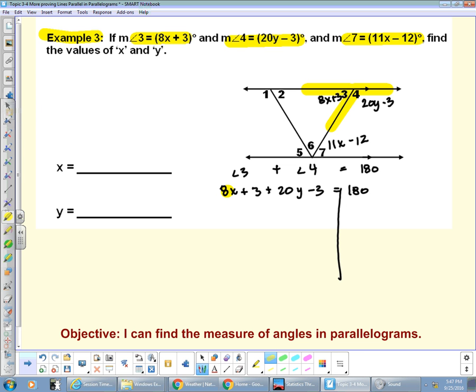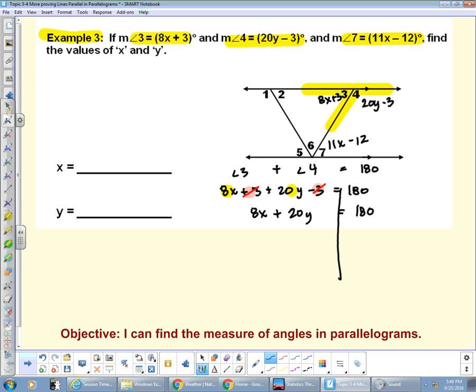And so 8x, I can't group that with anything. 8x, so that's going to be 8x plus 20y. But then plus 3 minus 3, well, that's just 0. Those two actually cancel. Plus 3 minus 3 is 0. And so when I simplify this, I'm going to get 8x plus 20y equals 180.